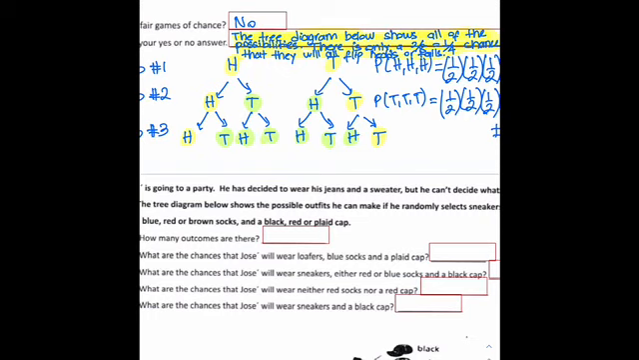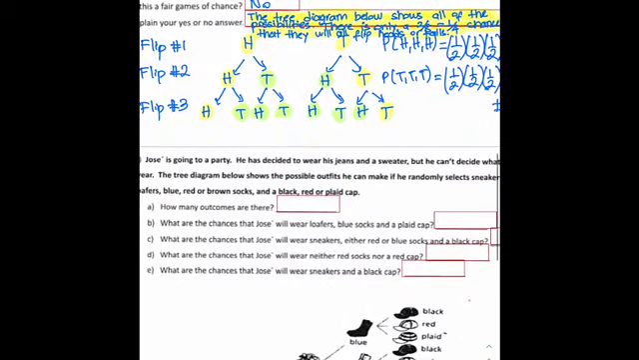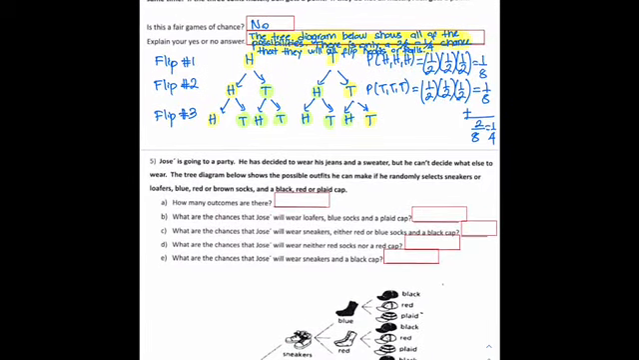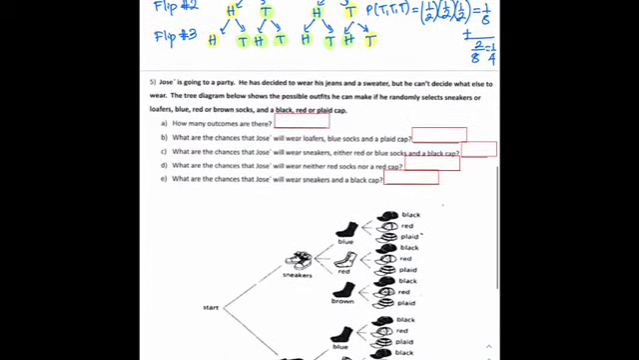Okay, we're going to go into the tree diagram a little bit more with the last question of the assignment that I will be solving with you guys. So question number 5. Jose is going to a party. He has decided to wear his jeans and a sweater, but he can't decide what else to wear. The tree diagram below shows the possible outfits he can make if he randomly selects sneakers or loafers, blue, red, or brown socks, and a black, red, or plaid cap. How many outcomes are there?